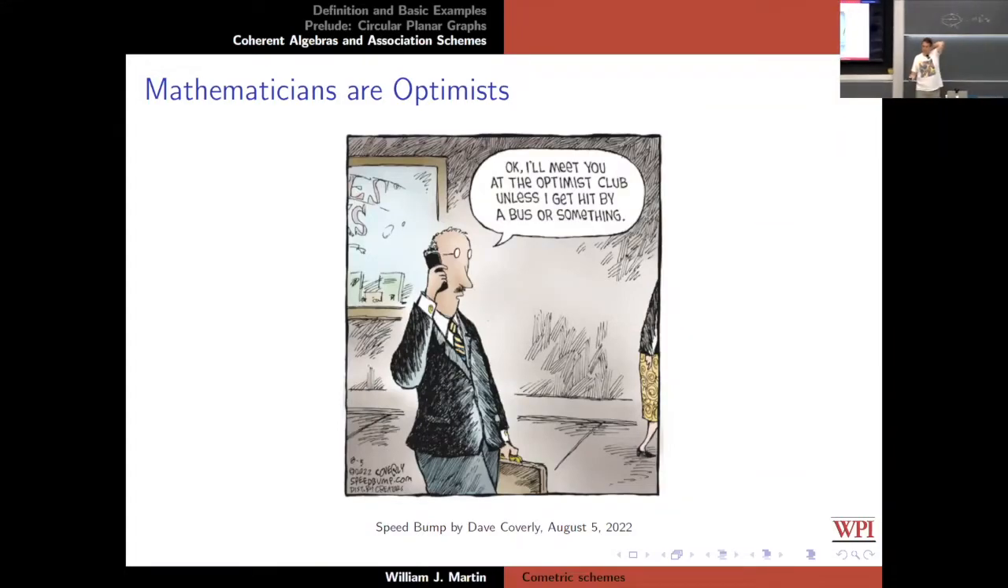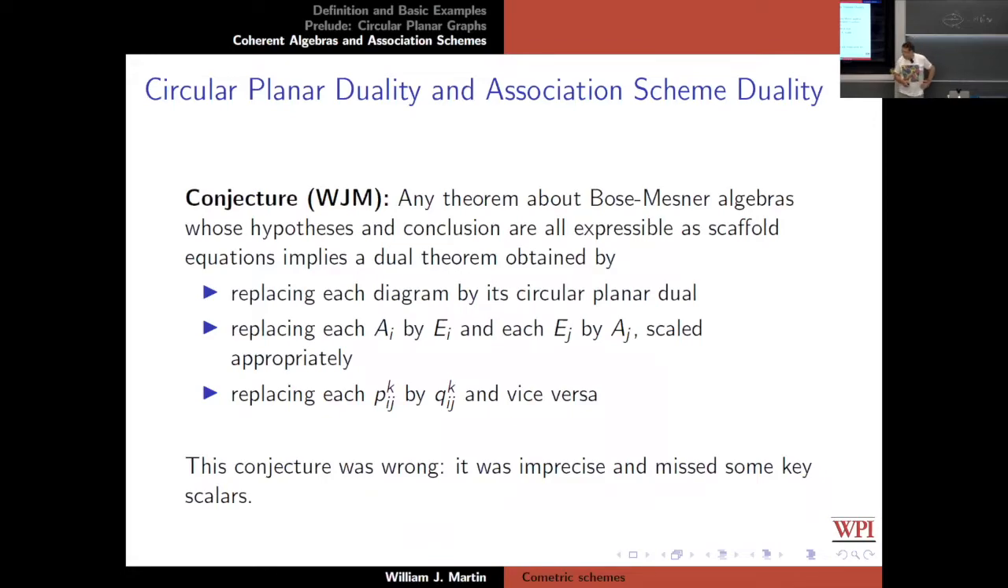I think that we as mathematicians have to be optimists. We have to believe that structure exists. We can't be hopeless. So we have to hope for things. So I made this conjecture, which was wrong. So basically, I wanted to say any theorem about Bose-Mesner algebras whose hypotheses and conclusions can all be expressed as scaffold equations has a dual theorem. Okay, that's number one vague, number two wrong, number three imprecise.